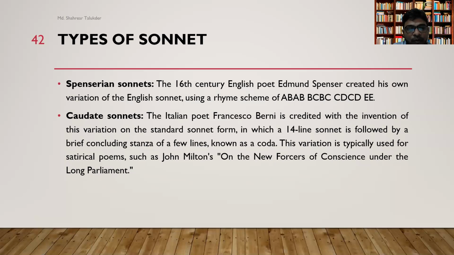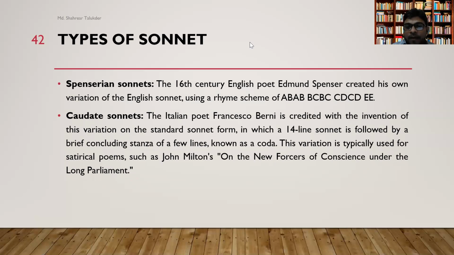And then we have another one that is called the coda sonnet. The Italian poet Francesco Berni is credited with the invention of this variation on the standard sonnet form. So the standard sonnet form has 14 lines, but he invented a different pattern. A 14-line sonnet is followed by a brief concluding stanza of a few lines, now known as a coda. So this is very interesting. You see, he introduced the 14-line sonnet, and the line numbers are okay, 14 lines.